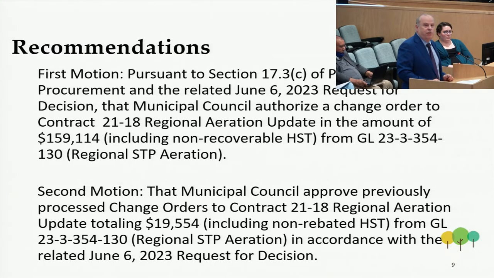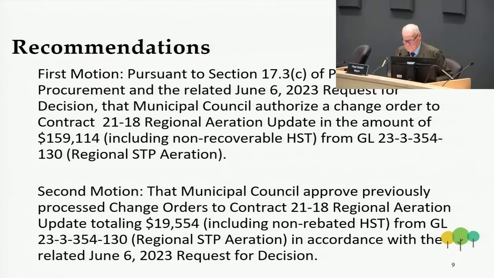So I have two recommendations for your consideration this evening. They both relate to procurement. Under section 17.3C of the policy and the related June 6th request for decision, we're suggesting that Municipal Council authorize a change order to contract 2118 regional aeration update in the amount of $159,114, including non-recoverable HST, to that GL account. And the second motion deals with the retroactive approvals: that Municipal Council approve previously processed change orders to the same contract totaling $19,554 from that same GL in accordance with the related June 6, 2023 request for decision. Happy to take any questions.